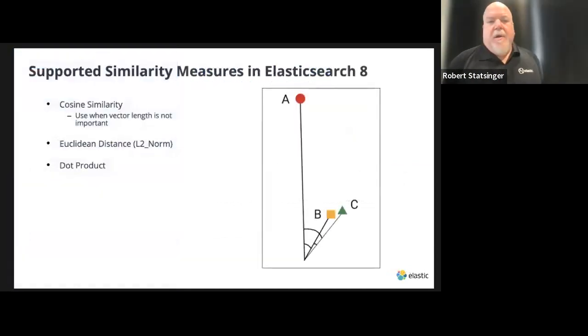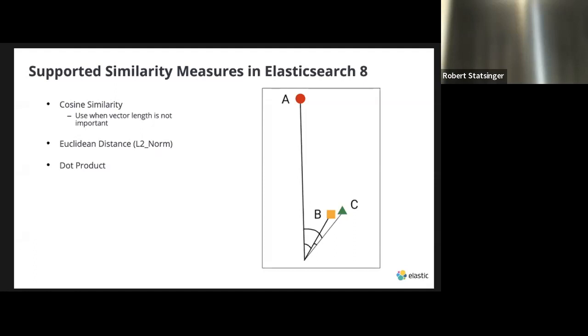So in Elasticsearch 8, you'll see that there are three different measures you can use for similarity. Probably the most common one is cosine similarity. You're just measuring the angle. When vector length is not important, cosine similarity is what you're going to use, right? So in the example here, cosine similarity is obviously going to result in B and C being judged as the most similar nearest neighbors according to the cosine of the angle.